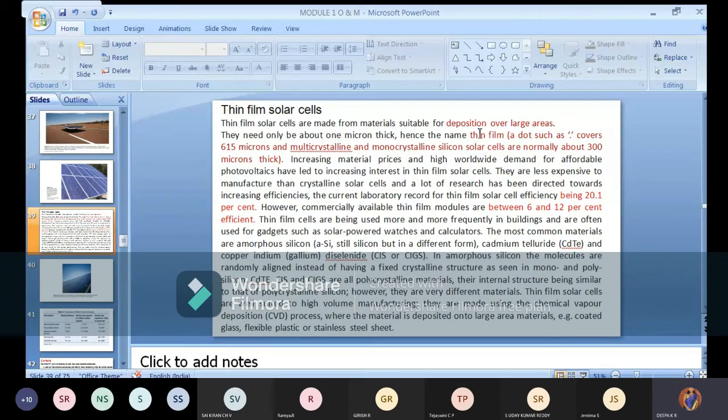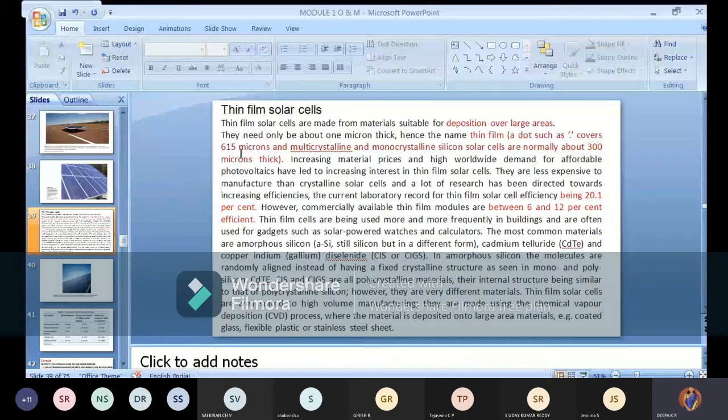1 micron thick. So thin film, whereas multicrystalline and monocrystalline silicon solar cells are normally about 300 microns thick. So when you compare the thickness of a cell, normal mono and multi will be 300 microns, but thin film solar cells are very small, 1 micron thick.